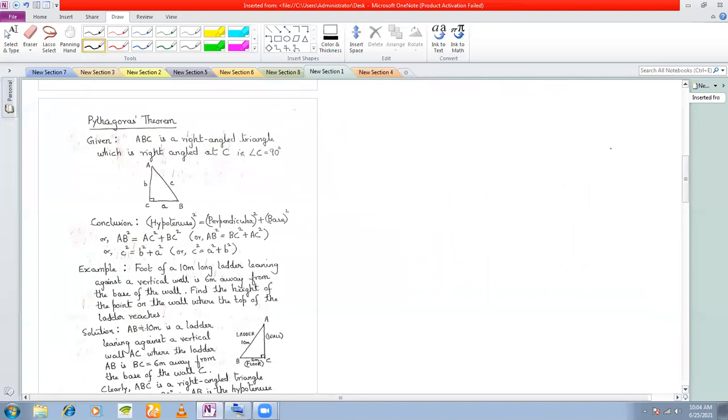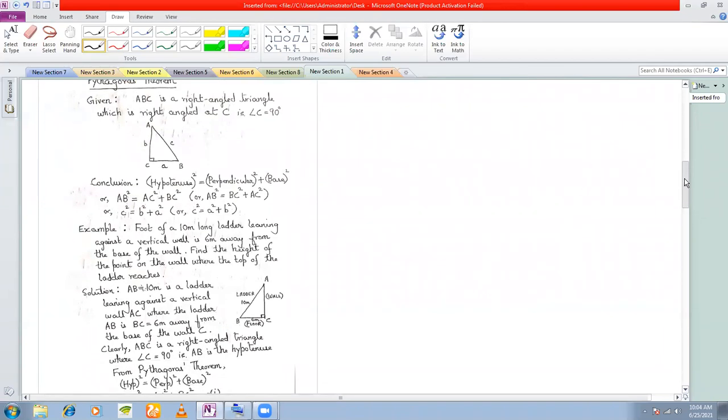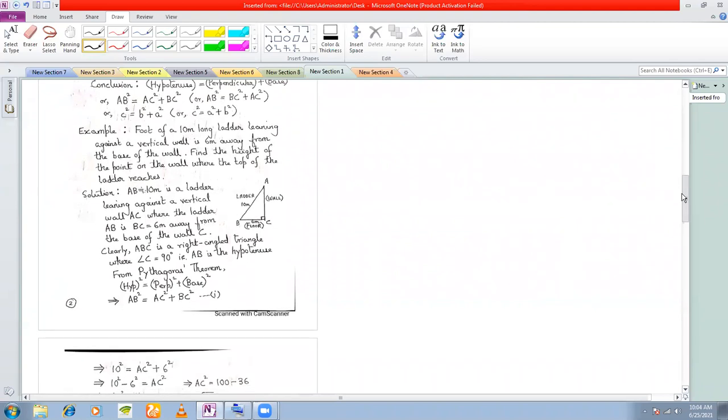Next, once we have finished the Pythagoras theorem, let's see an application of Pythagoras theorem. The question here is: the foot of a 10-meter long ladder leaning against a vertical wall is 6 meters away from the base of the wall.